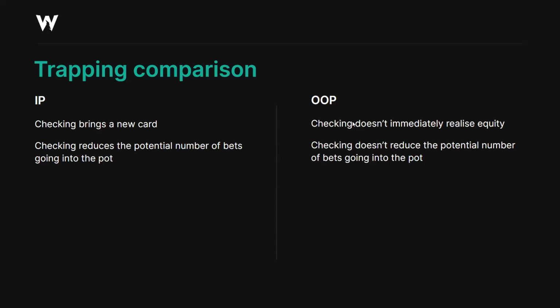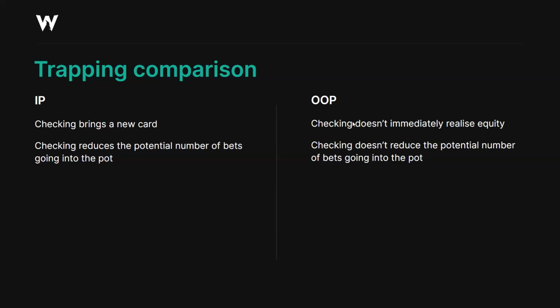Out of position, though, it's not as bad, because yes, sometimes you check and your opponent checks back, and in that case, you would only have 2 bets left. But if you check, your opponent bets, you can raise, you can barrel turn, and you can barrel river. So that amounts to 4 bets going to the pot, right? So checking out of position doesn't reduce the potential number of bets going to the pot as much. Sometimes it does when your opponent checks back, but sometimes it increases the potential growth of the pot if your opponent reopens the action.